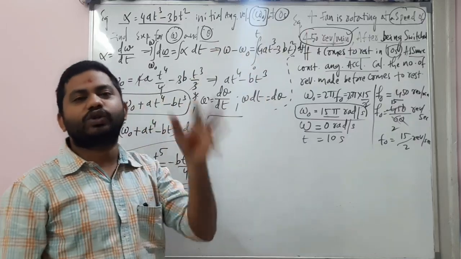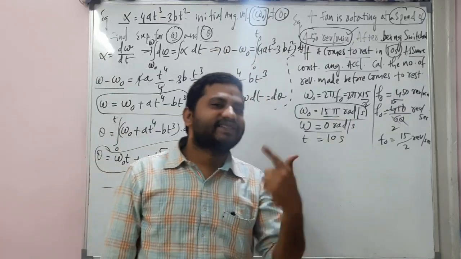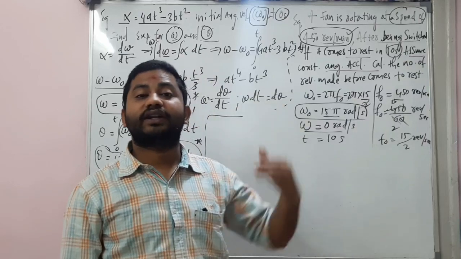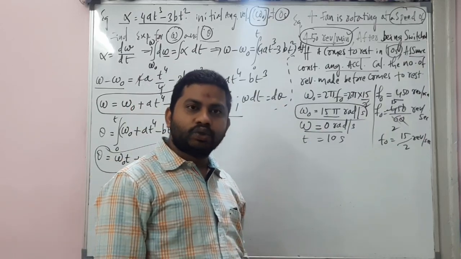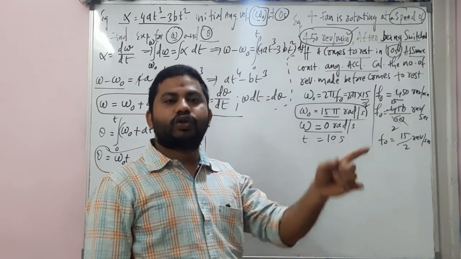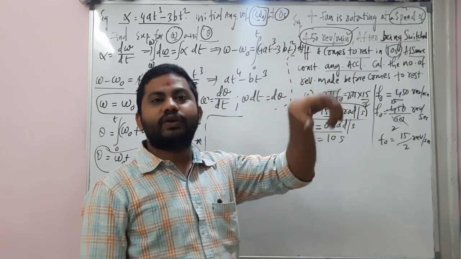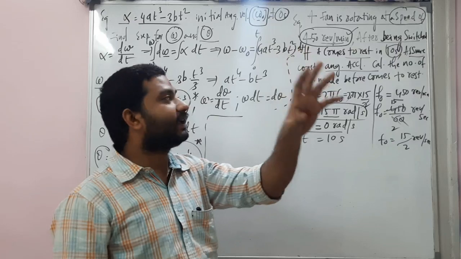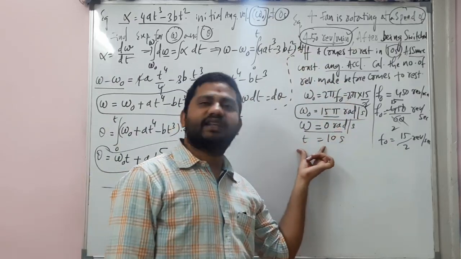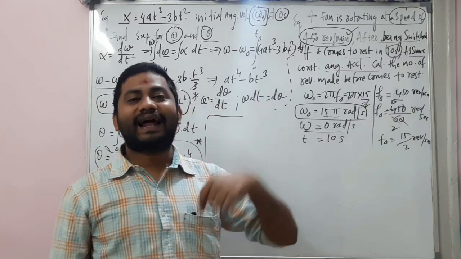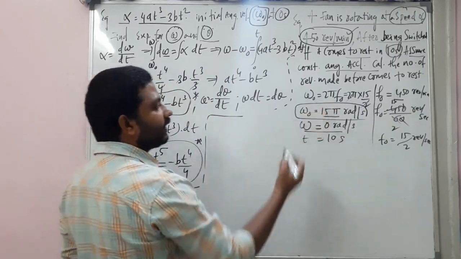Imagine a situation: you switch on the fan, slowly it increases its speed and becomes constant at one point. So when switching off, slowly the angular speed reduces. In a particular time, the angular speed becomes 0, in a time of 10 seconds, due to angular retardation. So what is that angular retardation formula?